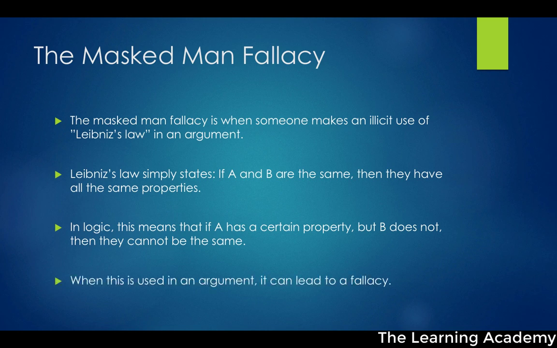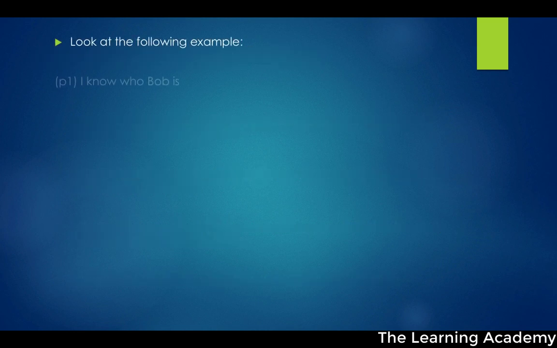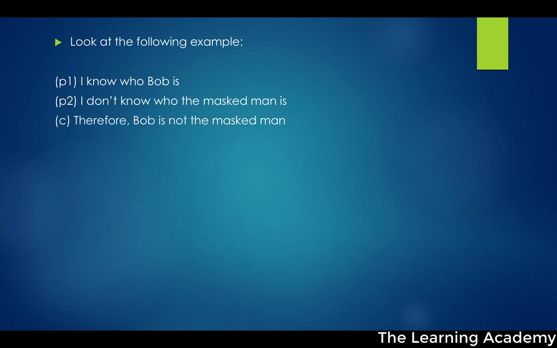People use this kind of reasoning in an argument, but they sometimes get caught up on it and it can lead to a fallacy. It's called the masked man fallacy because the first real codification of this fallacy looks a little bit like this. Premise 1, I know who Bob is. It's just a simple premise. Premise 2, I don't know who the masked man is. And the conclusion is, therefore, Bob is not the masked man.